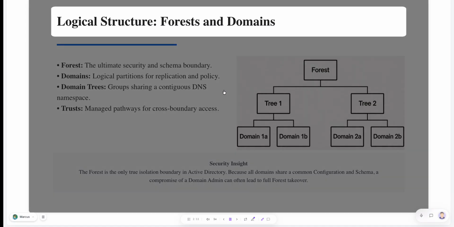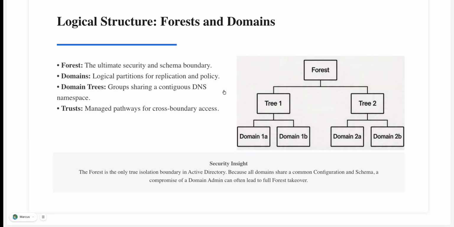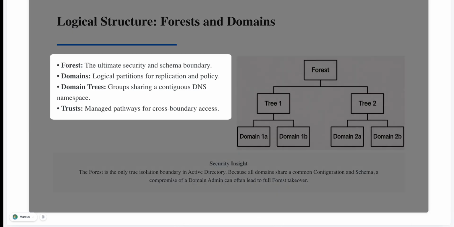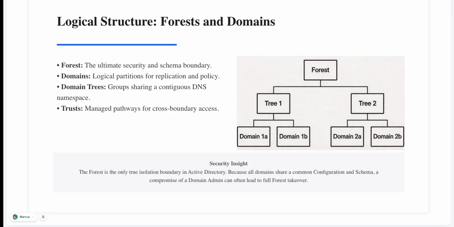Building on that introduction, let's dive into the core architecture of Active Directory. To secure an environment, you must first understand the high-level containers that define its boundaries. The forest is the apex of the hierarchy. It represents the ultimate security and schema boundary. Inside the forest, we have domains. These are logical partitions used for administrative delegation and replication. Think of domains as rooms, and the forest as the entire building.